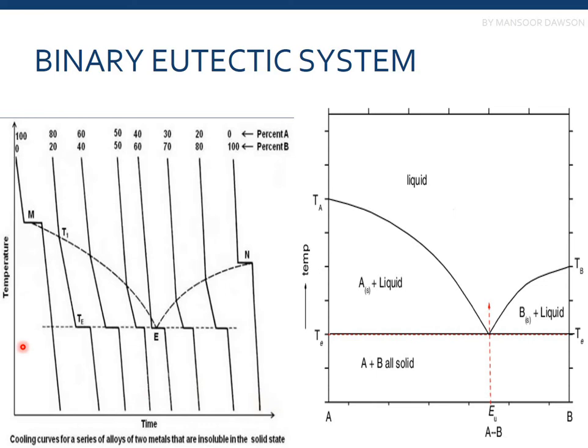We'll be starting with the binary eutectic system. So we're discussing the eutectic points and the eutectic reactions. Here you can see this is again a time-temperature phase diagram, showing the percentage of solvent that is freezing and the percentage of solute dissolving in the solvent.